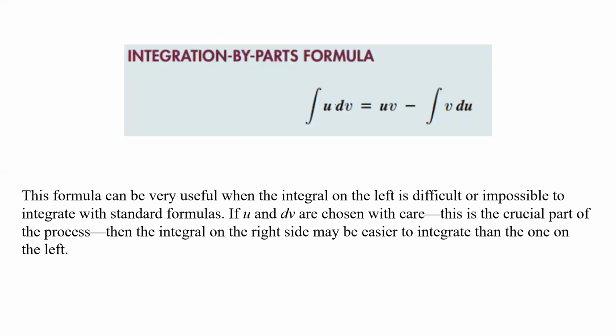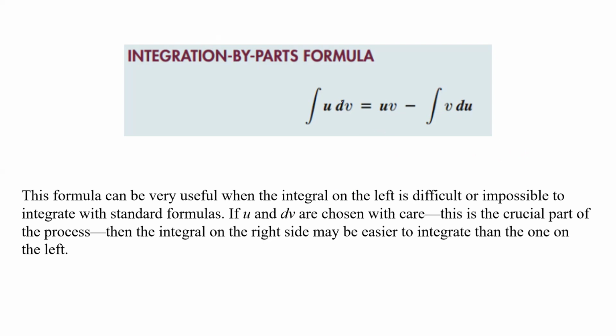So what we have is this formula: the integral of u dv equals u times v minus the integral of v du. Now this formula is really used because our integral on the left is very difficult or basically impossible to integrate with the normal integrals that we've been using. And so we're going to choose our u and our dv with care to make the integral on the right much easier to integrate, and so it'll be easier to do.